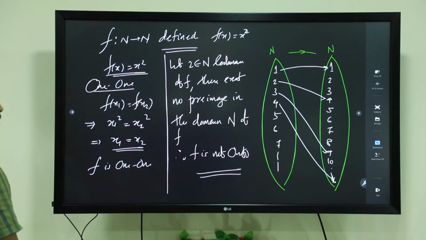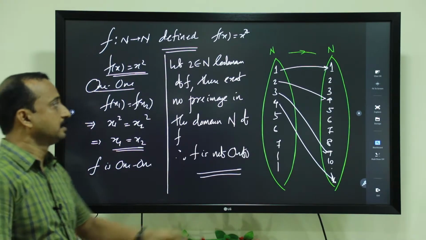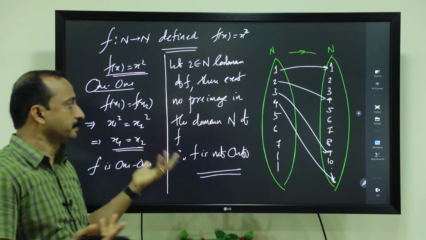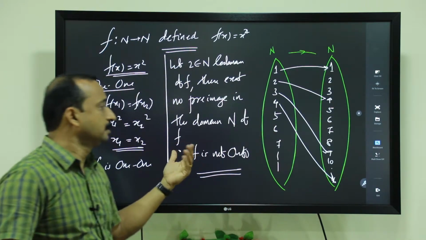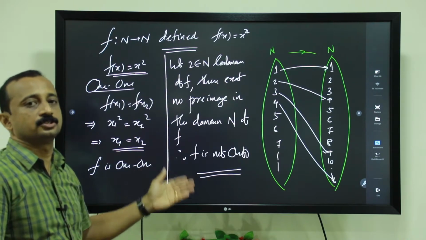That's all. Here our function is one-one, but our function is not onto. Because the element 2 has no pre-image, 3 has no pre-image, 5 has no pre-image, and a lot of other numbers have no pre-image, and therefore the function is not onto.